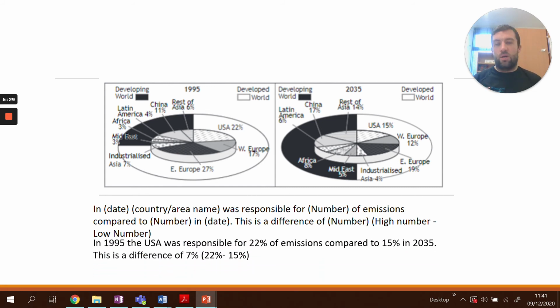In 1995, the USA was responsible for 22% of emissions compared to 15% in 2035. This is a difference of 7%. Now it's really important that we take the dates, the area, or whatever it's talking about, the high number, and then compare it to the low number with the dates. If you don't have the dates in, they can't easily compare. And then we know the difference by taking the low number away from the high number.